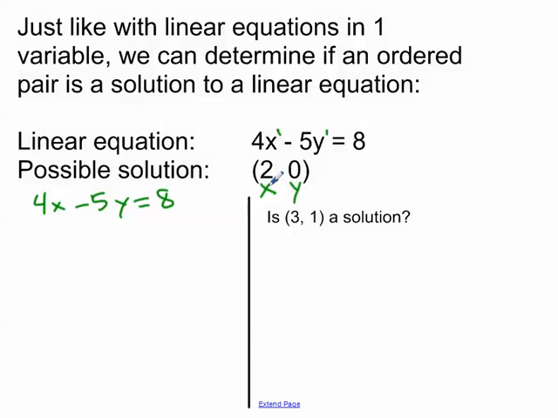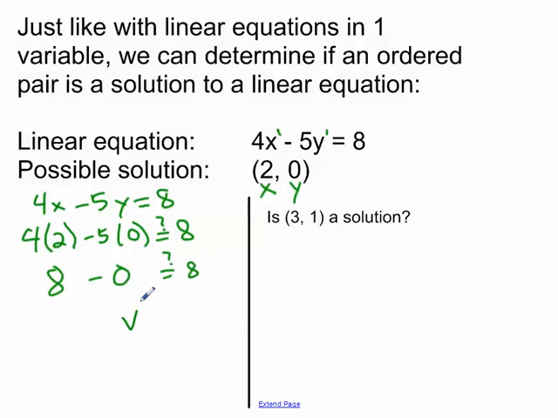We have to substitute in for x the value of 2. So we've got 4 times x, which is 2, minus 5 times y, which is 0, equals, with a question mark over it, 8. Well, we're not really sure, but right now we're going to check it out. 4 times 2 is 8, minus 5 times 0 is 0, equals, with a question mark, 8. Sure enough, it does check out, because 8 is equal to 8. That minus 0 can go away. 8 is equal to 8, so therefore (2, 0) is a possible solution.